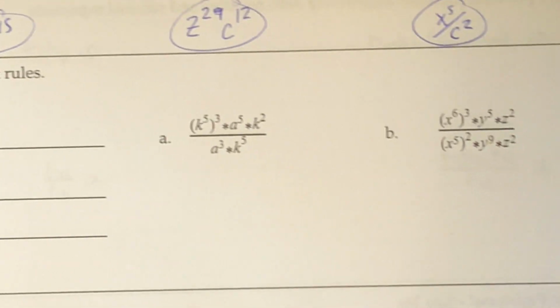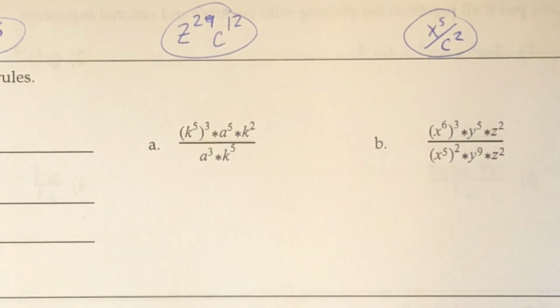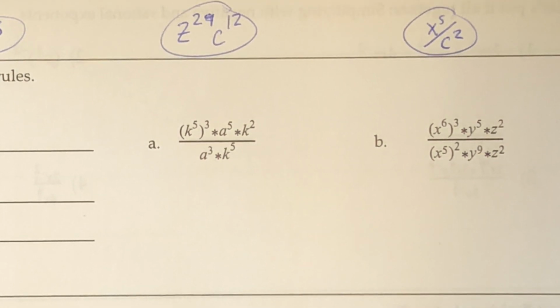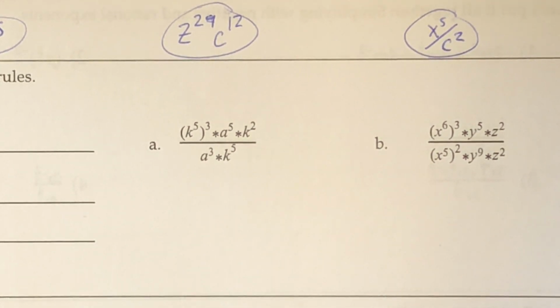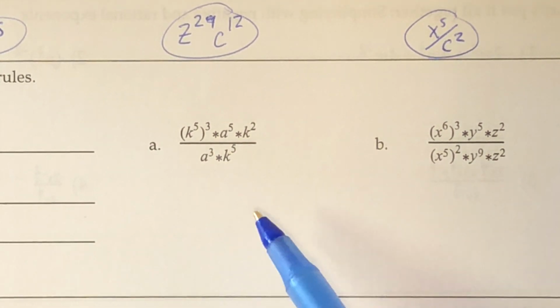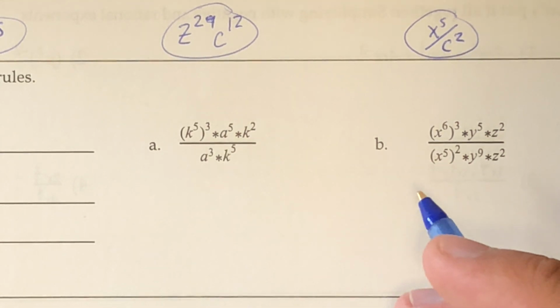So here we go. We've got 2 new types of problems here. Now there's a lot more going on. We've got fractions now. So as you're going through these problems, kind of the best way to go about them is to simplify the top, simplify the bottom, and then if there's anything you can cancel, go for it from there.